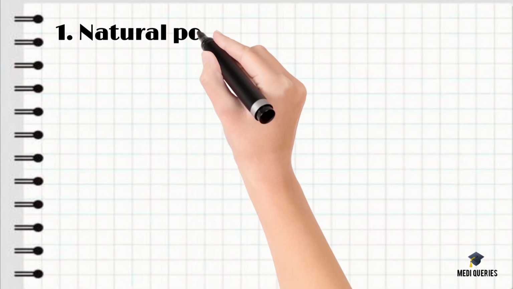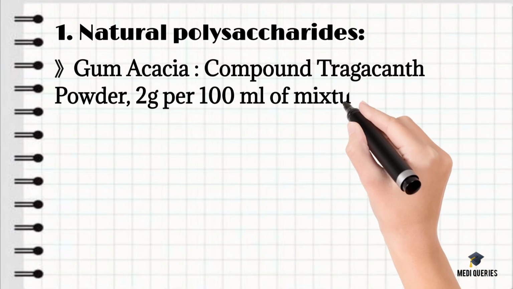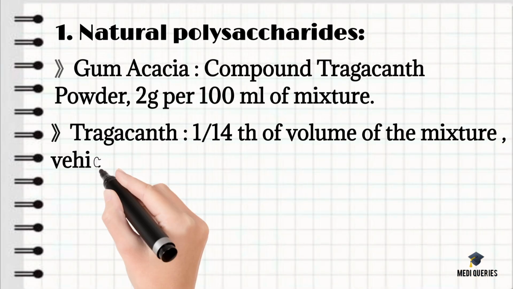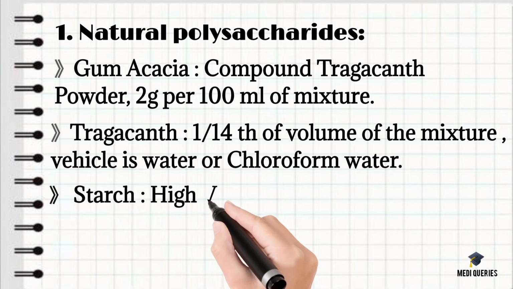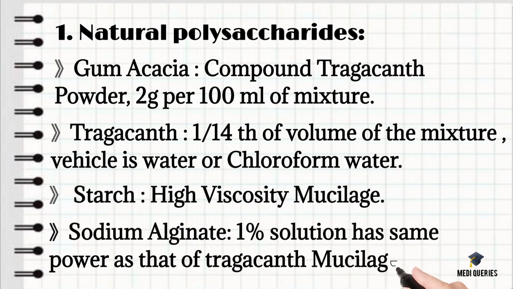First we will see the polysaccharides. Two types of polysaccharides are used nowadays: natural polysaccharides and semi-synthetic polysaccharides. So what are the natural polysaccharides? Under this we have many examples like gum acacia, tragacanth, starch, sodium alginate. Gum acacia is a good protective colloid and suspending agent.